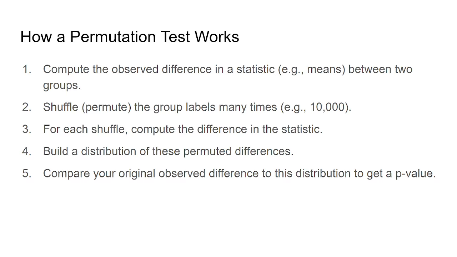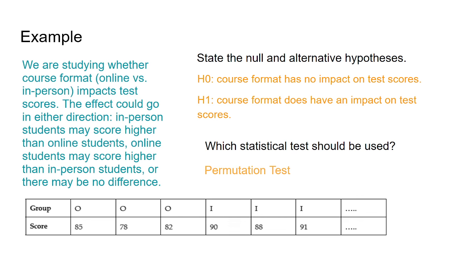You compute the observed difference in a statistic. For instance, we chose the difference in means. Then you shuffle the labels as many times as you want, and for each shuffle, you compute your statistic again. Then you build a distribution of these permuted differences or your statistic. Then what you computed in the first step was your original observed test statistic.